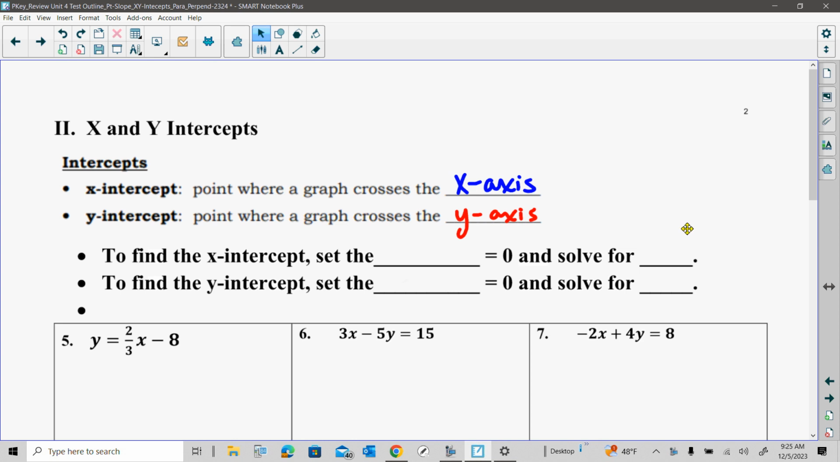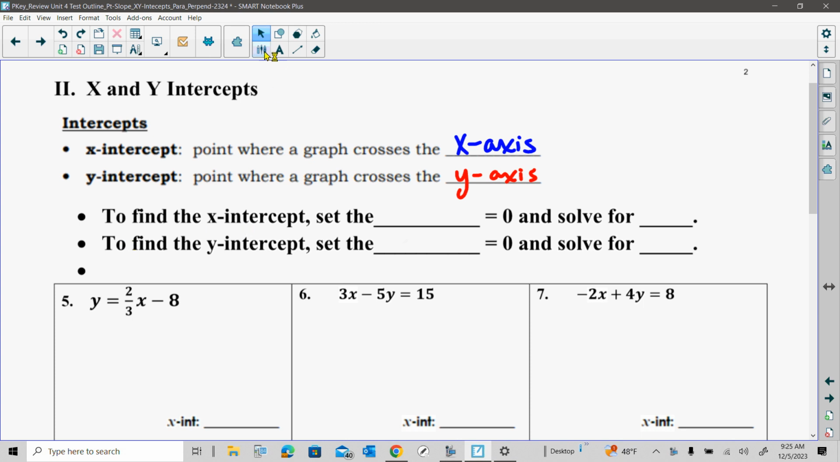Now here's how to find the x-intercept. You set the y value equal to 0 and solve for x. Fill that in. Now if I'm doing the y-intercept, I have to set the x equal to 0 and solve for y. All right, so we're going to work smarter, not harder.